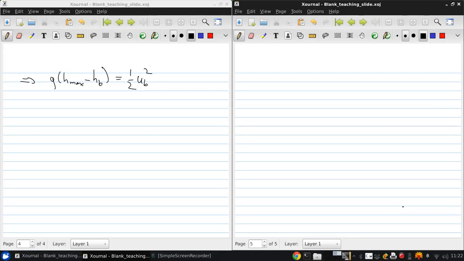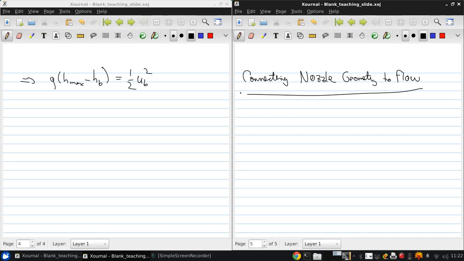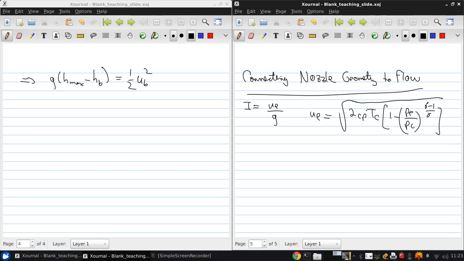Now let's connect the rocket nozzle geometry to the flow coming out of it. So remember, our key performance parameter is I_sp, which is u_e over g. So we want to try to maximize u_e. And remember that u_e was the square root of 2 c_p times the combustion chamber temperature, times 1 minus P over P_c to the power gamma minus 1 over gamma, all square root.